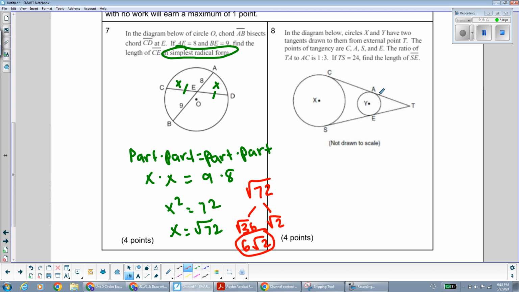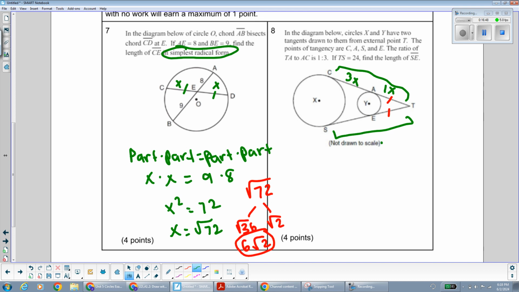So here, this tangent and this tangent to circle y come out of the same point T, so they're congruent to each other. If we look at the longer tangents to circle x, this one and this one, they come out of the same point T, and they're both tangent to the same circle x. So they're congruent to each other as well. They tell us that the ratio of TA to AC is 1 to 3. So TA is the 1x part of the ratio because it's written first, and AC is the 3x part of the ratio because it's written second.